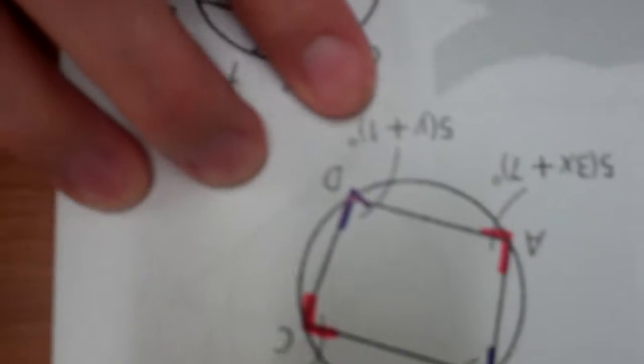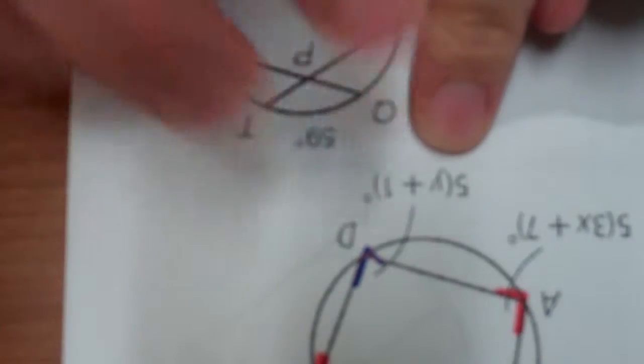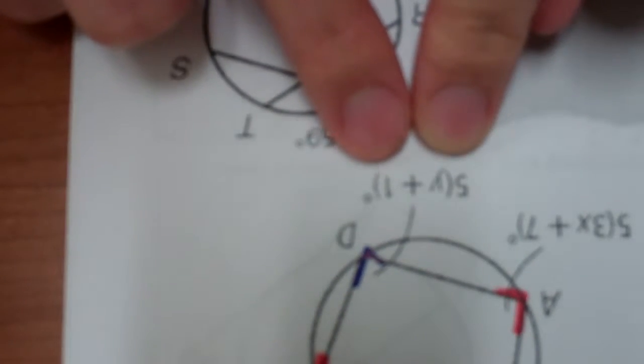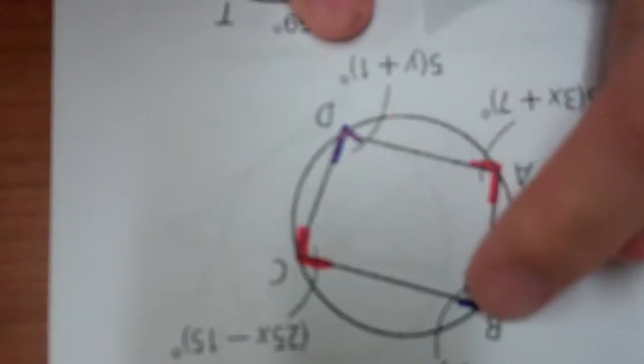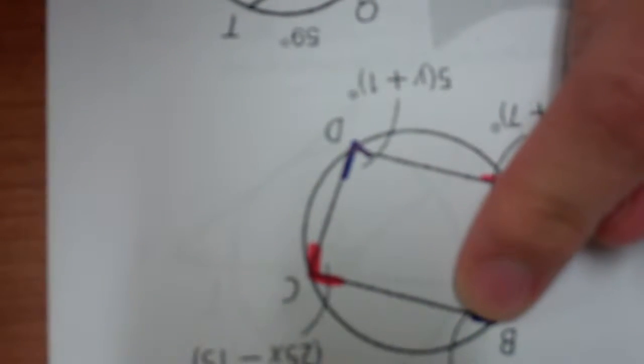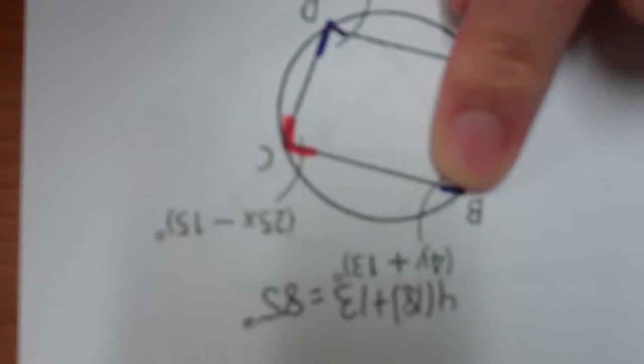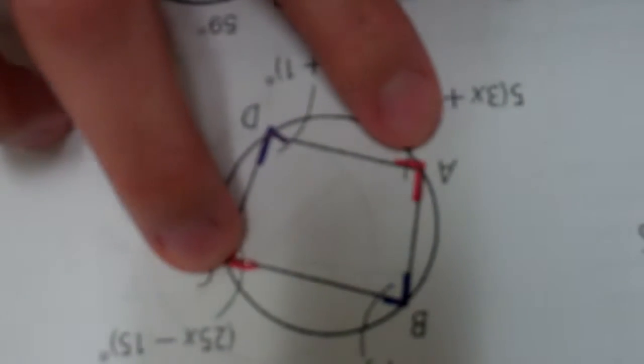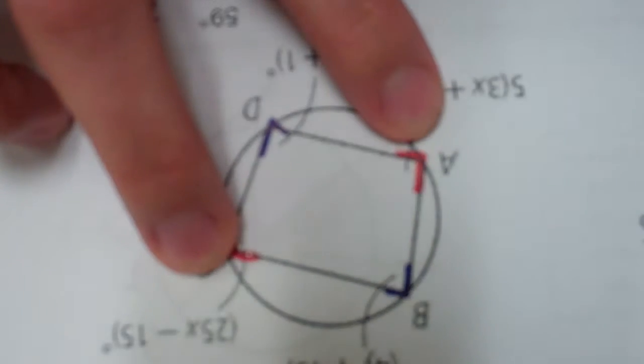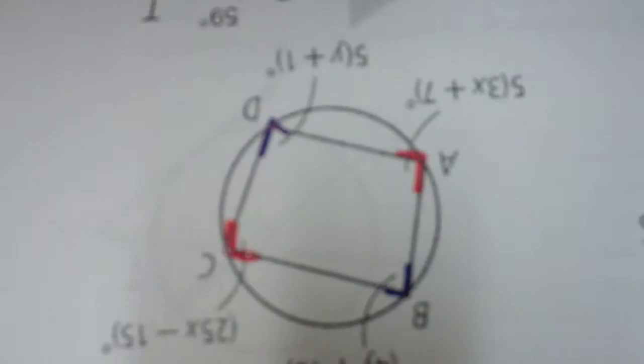Now they're asking for angle D. So I have two choices. I can plug in 18, or I know that these two are supplementary, so I can do 180 minus this angle, 85, and it would give me this angle as 95 degrees. And if I wanted the other ones, I would again add these to equal 180, plug in x, and get my answer that way.